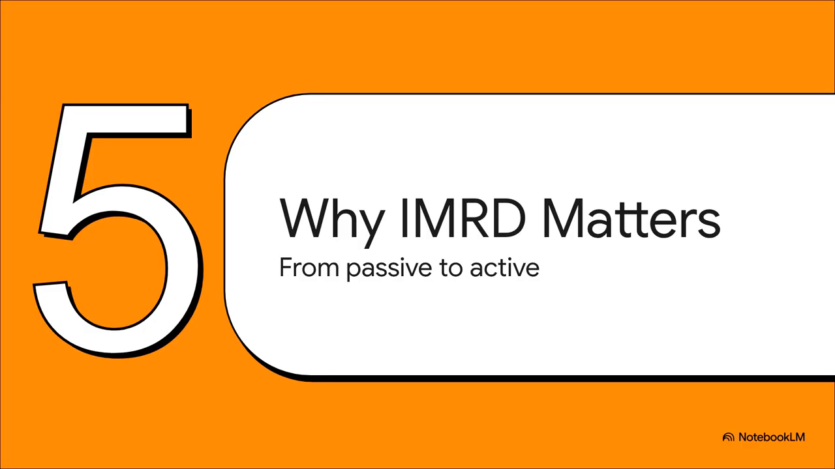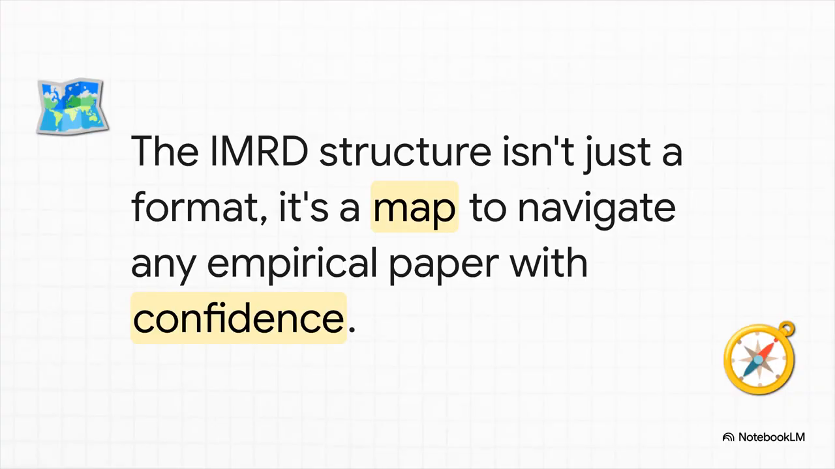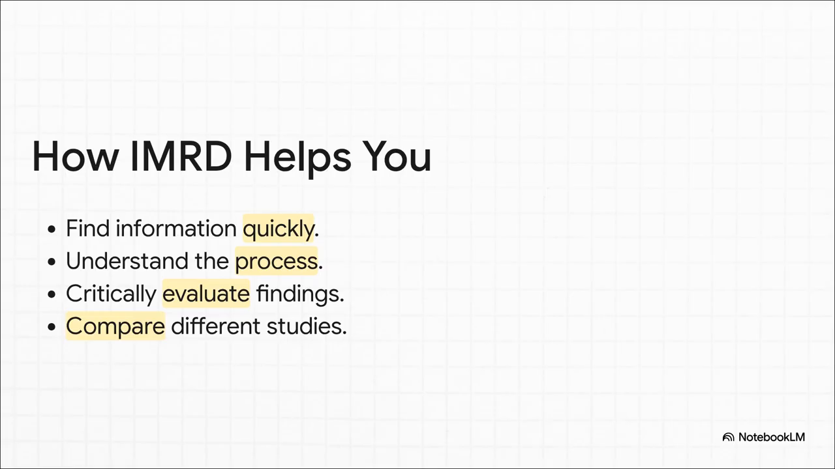Okay, but why does this blueprint even matter? Why is knowing this little acronym such a big deal? Because it's not just some random format that scientists decided to use. It's a map. Seriously, it gives you the power to pick up any of these papers and navigate it with confidence. You're not just wandering around in a forest of words anymore. You've got a compass.